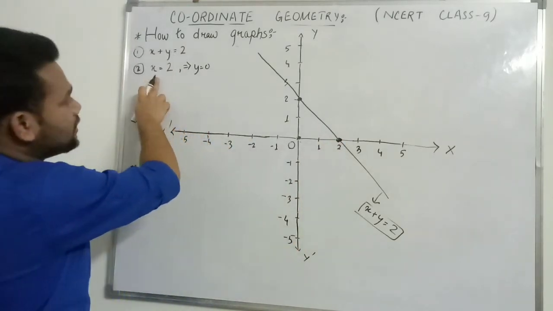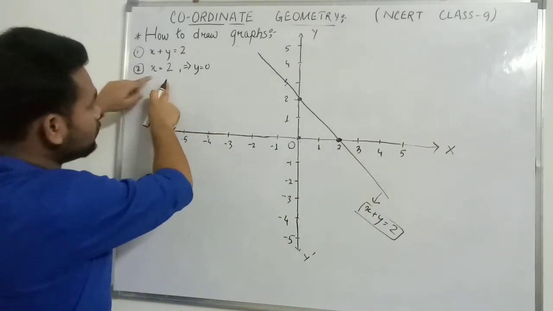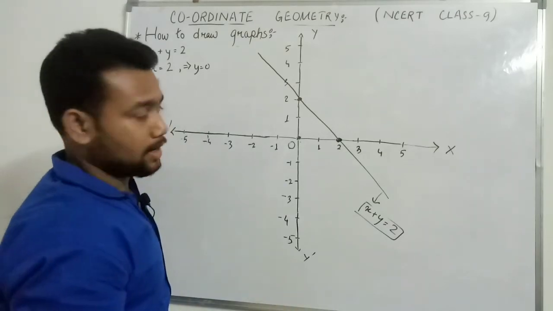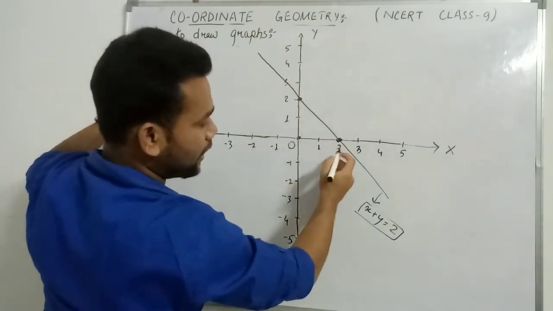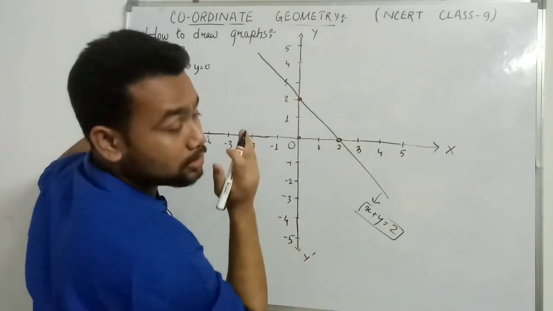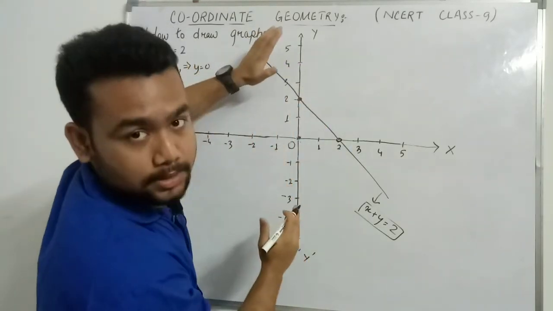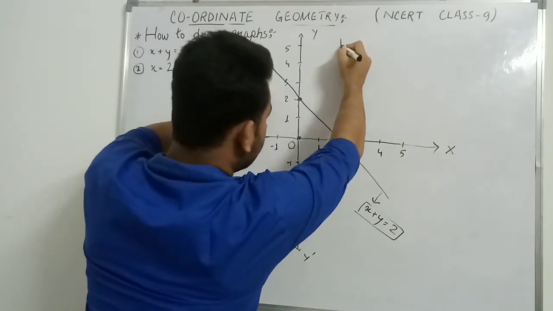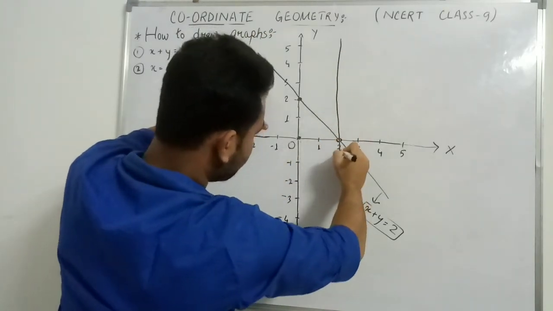Since the equation is x equal to 2, so you need to draw a perpendicular line, and perpendicular line to this 2, means through this 2, and it should be parallel to y axis, got it? Means like this, okay?